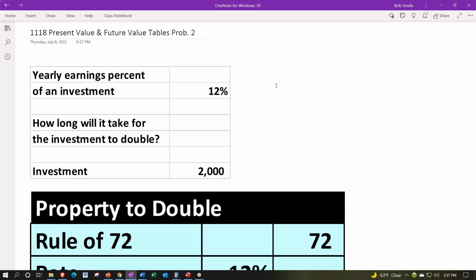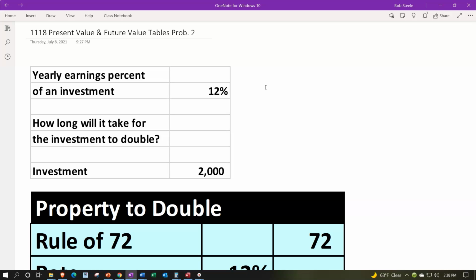So we have the information saying the yearly earnings percent of an investment we're going to assume to be increasing at 12%. In other words, we're assuming we have an investment, which could be stocks, it could be a home, it could be bonds, that is going to be increasing at an annual rate every year at 12%. We then are saying, how long will it take for the investment to double?